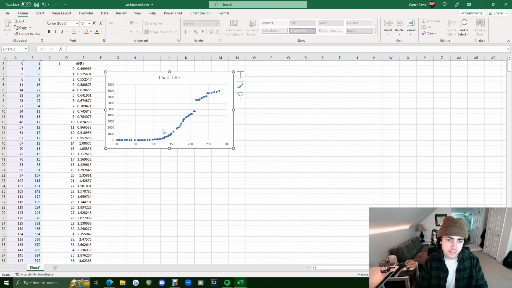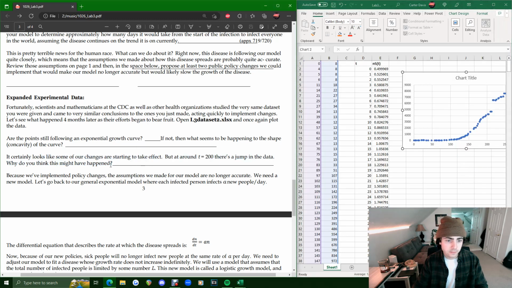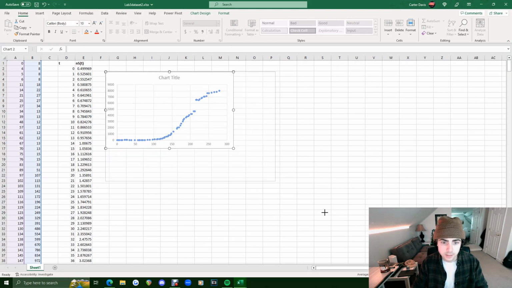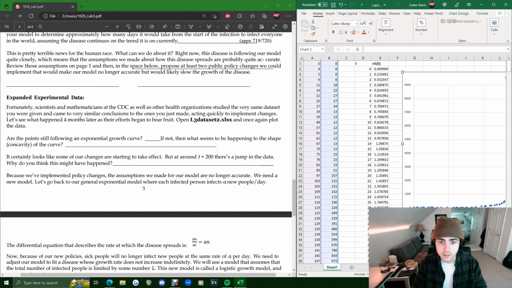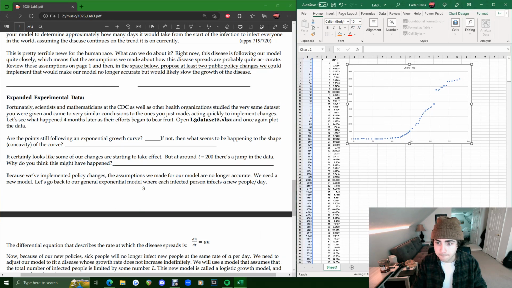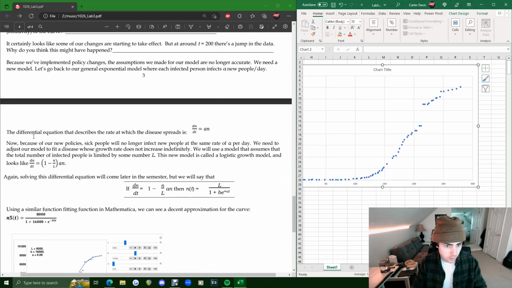So it kind of has that exponential growth, right? And it's concave up, but then there is that jump, and then all of a sudden it starts to concave down a little bit. So it's almost like it's ramping up, and then it might be starting to level off, right? They say, so the jump at 200, why do you think the jump might have happened? I don't know, maybe there's a crazy spike in the numbers there. I'm not an expert, but I would say there's some crazy super spreader or something.